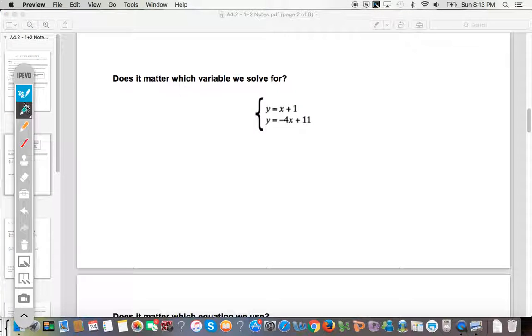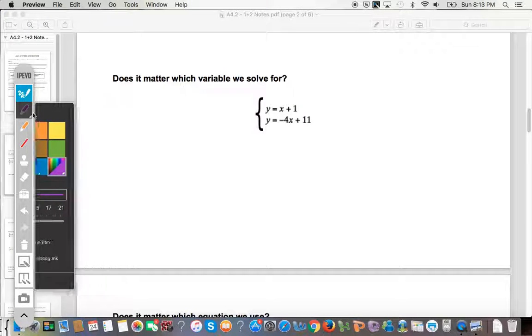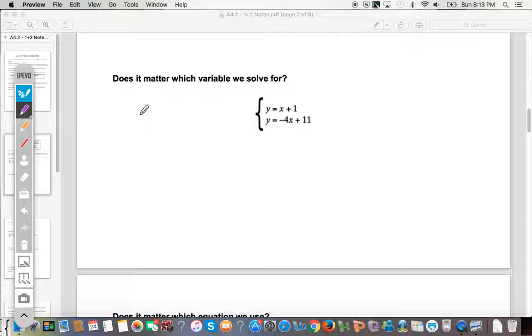So does it matter which variable we solve for? Well, let's try it out. Let's solve for x instead. I'm going to use this first equation right here. Let's say I subtract this one over to this side. I'd have the x by itself. So x equals y minus 1. I'll just put it in parentheses here. This is my first equation.